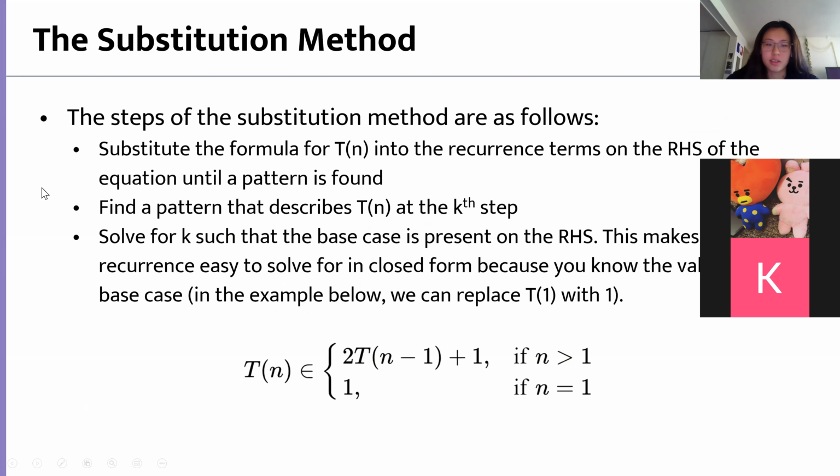So first you want to substitute the formula into the recurrence terms on the right-hand side of the equation until a general pattern is found. And then you pretty much want to solve for k such that the base case is present on the right-hand side. So once again, we'll take a look at an example, so please don't feel totally lost right now.